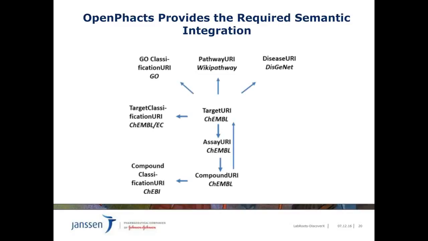Such annotation capabilities are made possible by the semantic integration among key data concepts which were integrated in OpenPhacts. Using the ChEMBL data, the known compound target interactions are identified. The compound data is directly linked to the compound classification data in ChEBI, and the target data is directly linked to GO, pathway, and disease data, and the ChEMBL target classification.